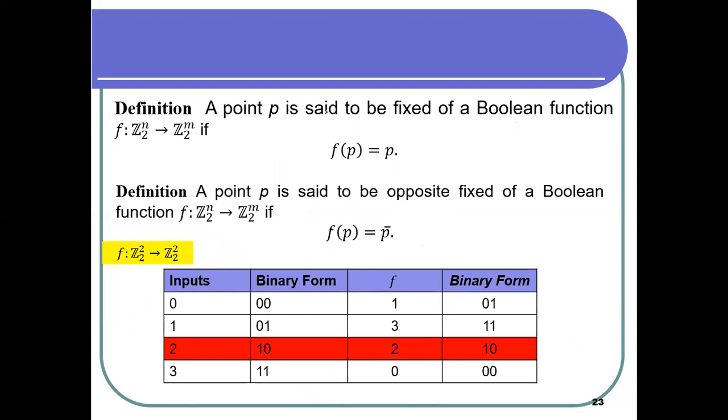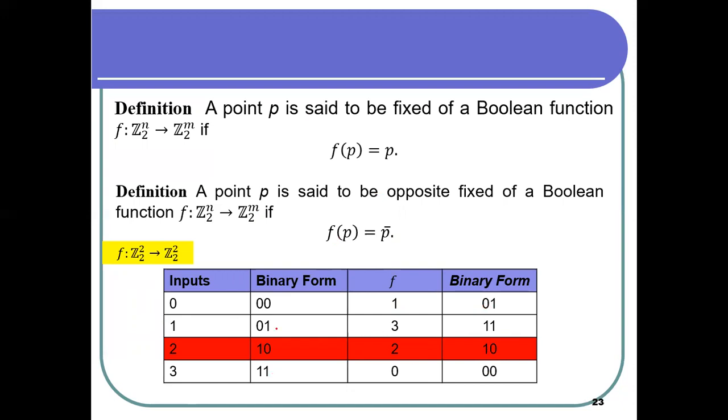A fixed point of any Boolean function f is said to be fixed if f of p equals p. A point p is said to be an opposite fixed point of a multi-valued Boolean function f if f of p is equal to its complement. If I take this Boolean function, that is 0 1 2 as input, and its binary form is 0 0, 0 1, 1 0 and 1 1, the output of this Boolean function is 1 3 2 0. In binary, it is 0 1, 1 1, 1 0 and 0 0.